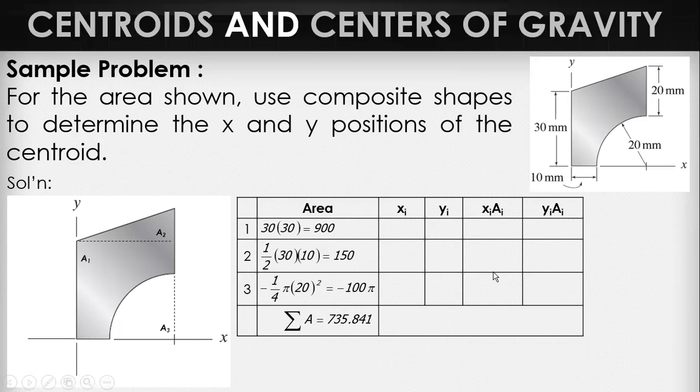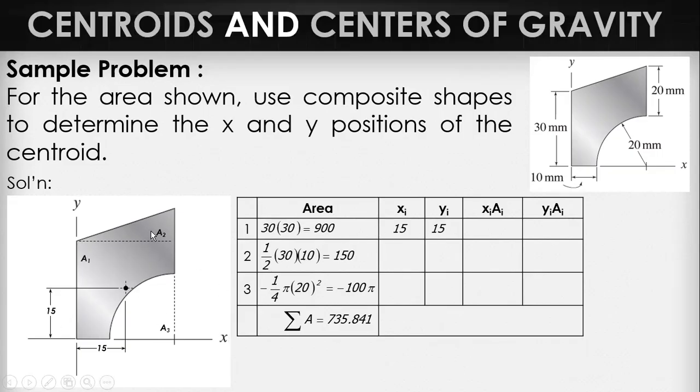Okay, xi. Xi by element 1. The centroid is the geometric center. Xi of course is just 1/2 of 30. This is 15. And then yi is 15 also, 1/2 of 30, 15.